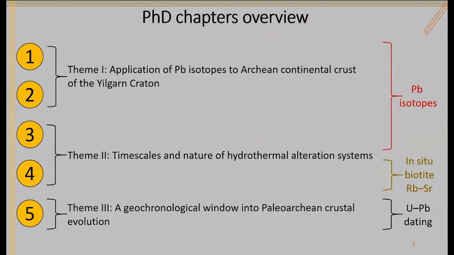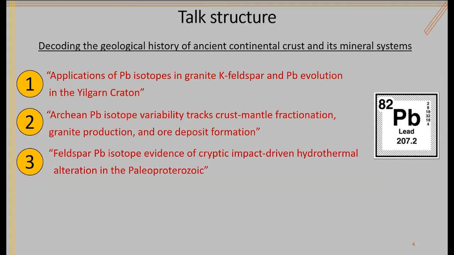In order to not turn this milestone presentation into a series of lectures, I decided to focus on the lead isotope aspect of this research, which means I'm going to talk about the first 3 chapters. I'm not going to talk about chapter number 4, which is published in Precambrian Research, and I'm also not going to talk about the last chapter, which is currently being prepared for submission upon handing in of my thesis. The common denominator of all of this is decoding the geological history of ancient continental crust and its mineral systems.